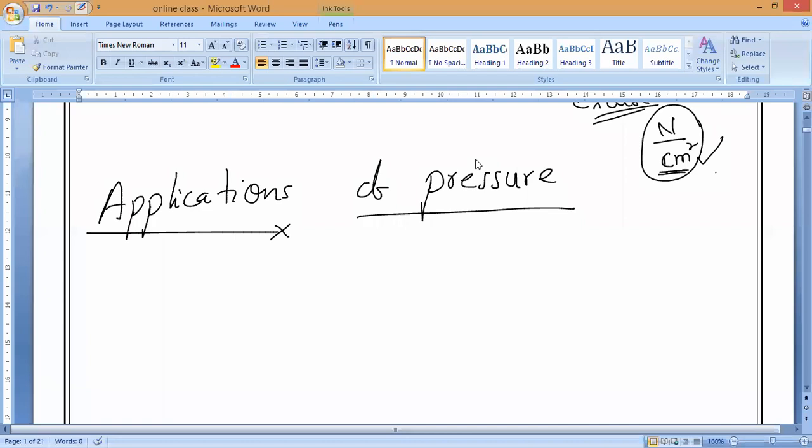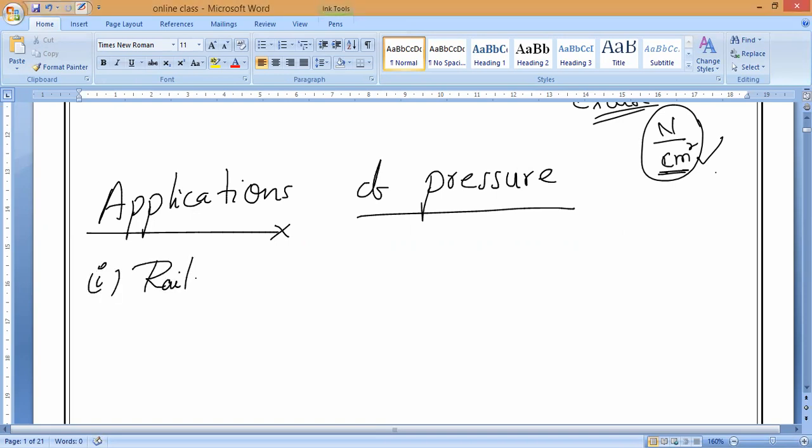We are all very familiar with trains. Do you know trains? Yes, sir. Applications of pressure. So all of you observe very carefully. How many of you know trains? Everybody? Rail tracks. Railway tracks. Yes or no? That is the first application.